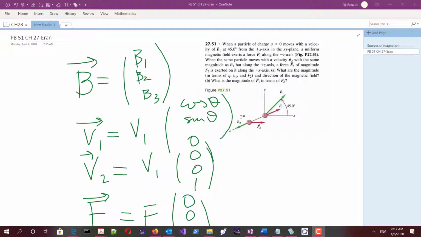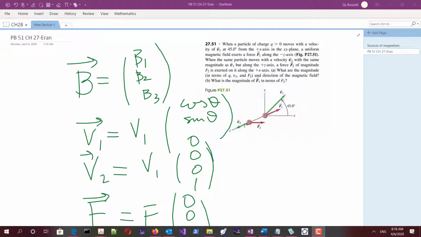And at some point it was moving completely in the z direction with velocity v2. Note that v1 and v2 have the same magnitude in this problem. So the magnitudes of the velocities are the same, except that the direction changes. And it's all inside a magnetic field, and of course we're tasked to find what the magnetic field is. The measurement for the force is that F1, once we measured it, was completely along the negative x-axis.